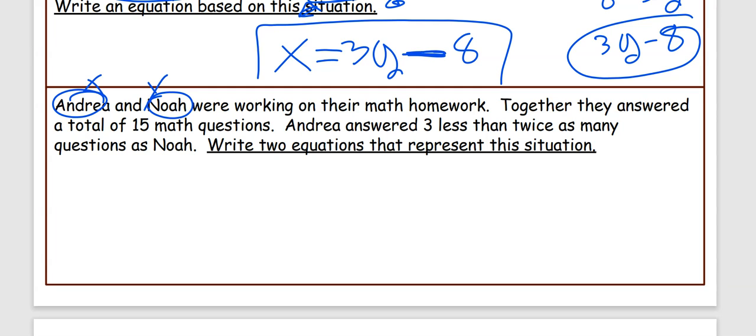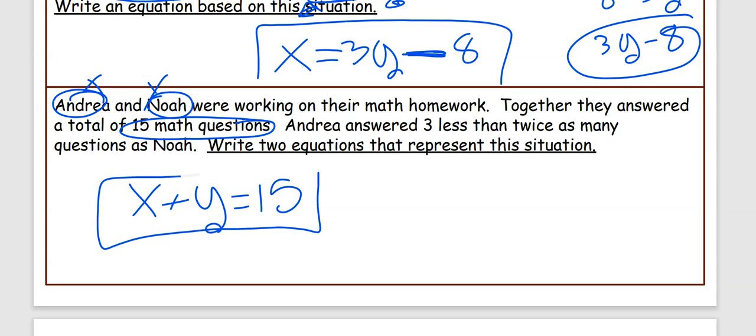They're doing homework. And they're doing math problems, so we can assume that we're talking about the number of problems each one did. We know together they answered a total of 15 math questions. So using the X and the Y and the 15, make a math sentence out of that. We know the word total was in there. X plus Y equals 15. Very good. Whatever Andrea did plus whatever Noah did equaled 15 questions. So there's the first of 2 equations.